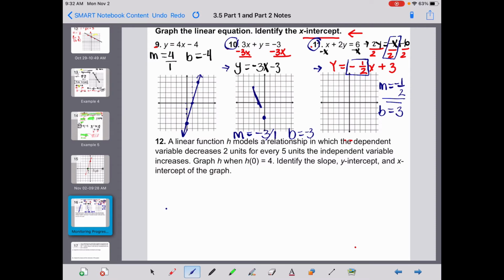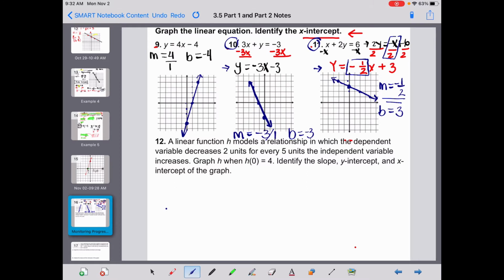Okay, go ahead and connect, and you should have arrows. In the last one, your graph begins at 3. Our slope is negative 1/2, so down 1, right 2, or up 1, left 2. And connect.